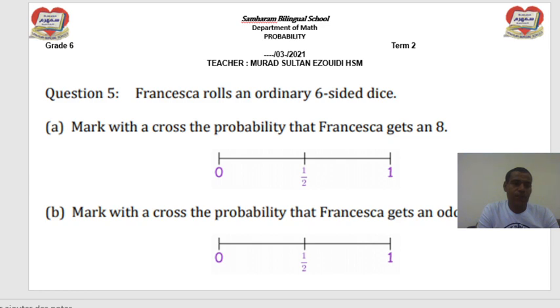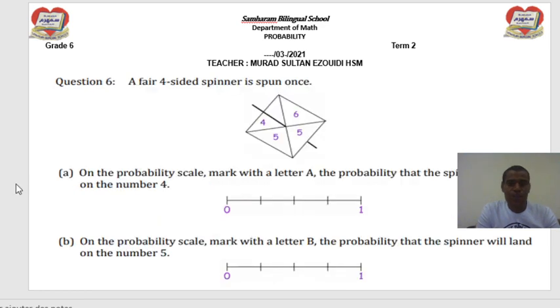Okay, then we continue. Here, my learners, question number 6. A fair 4-sided spinner is spun once. You can see the numbers 4, 5, 5, 6. 4 is a single number, 5 is repeated twice, and 6 is also single, like 4.